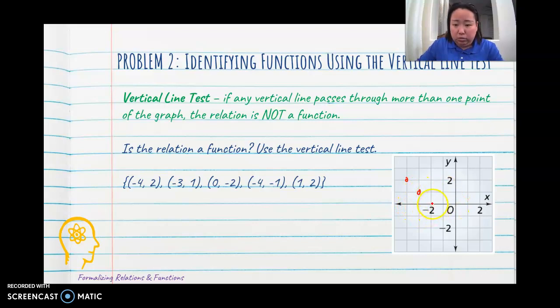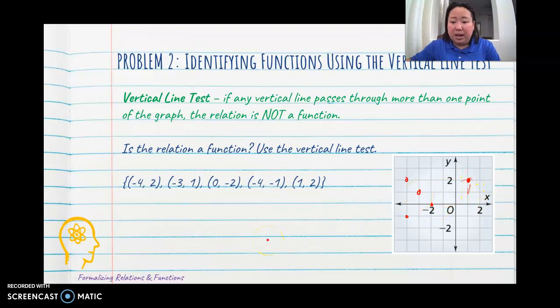0, -2. That's another point there. -4, -1. So that's -3, -4, -1. It's going to be over here. Okay. And then you have 1 and then 2. Oops, sorry, my bad. It's going to be over here. Okay, so there's a point over there.